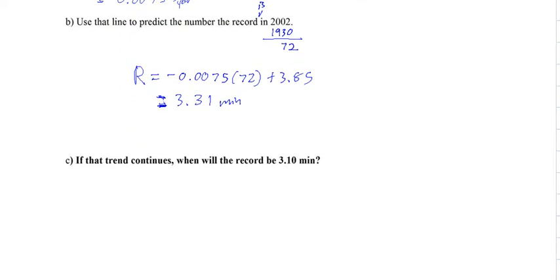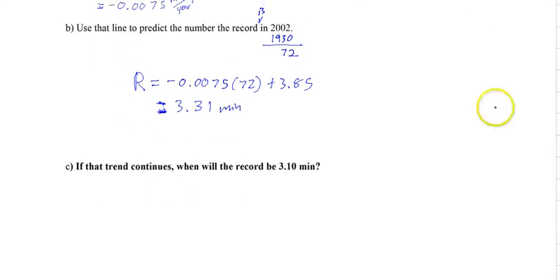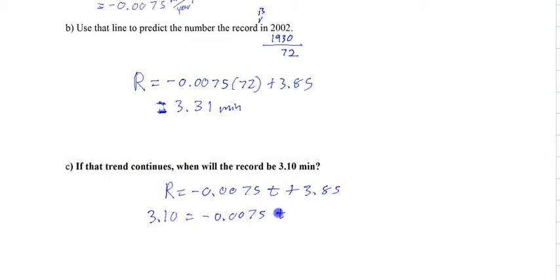If the trend continues, when will the record be 3.10? So we take our formula again, plug in the record, and solve for t.